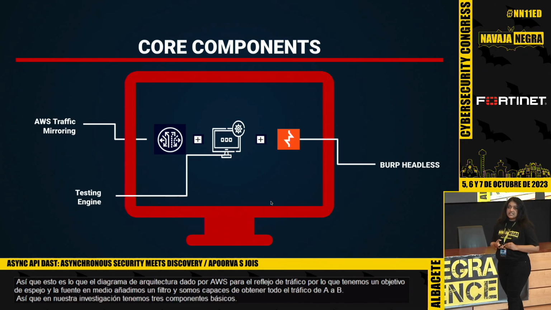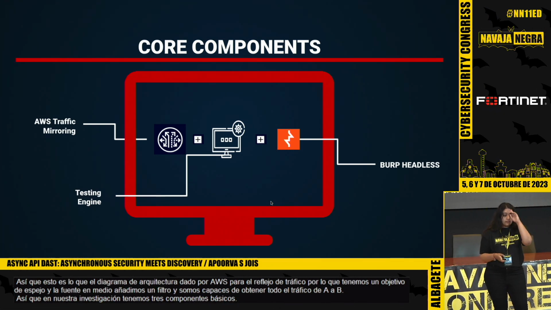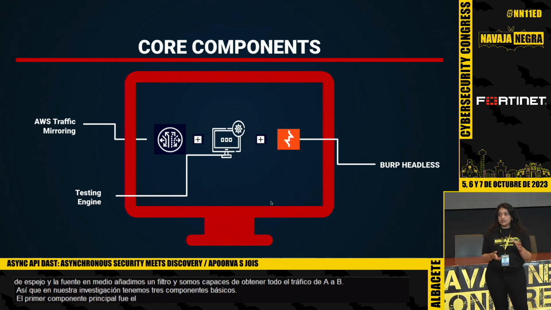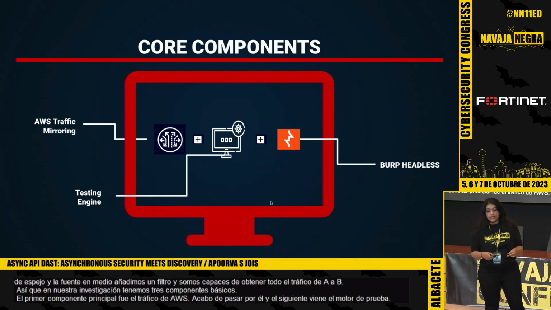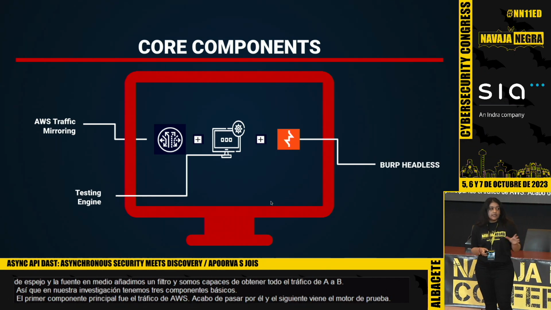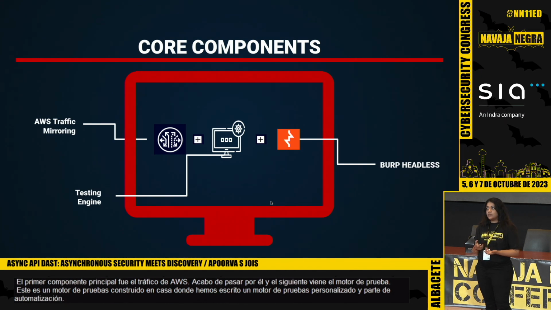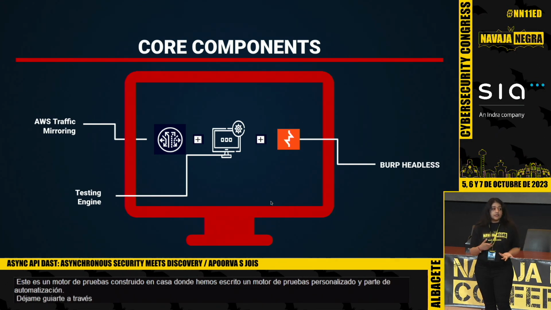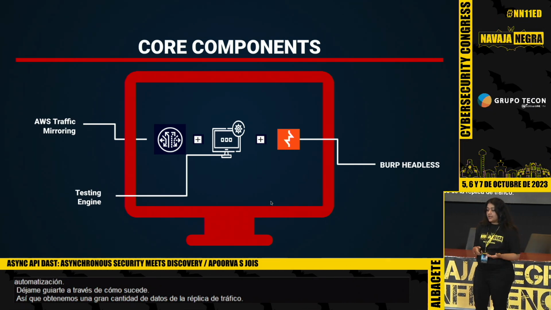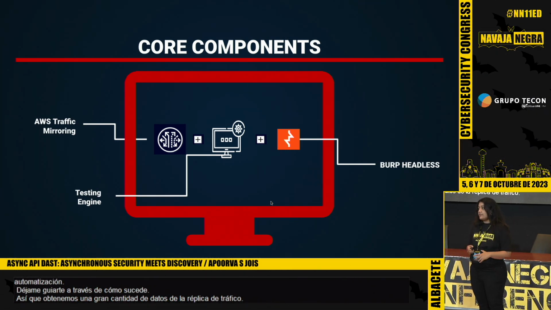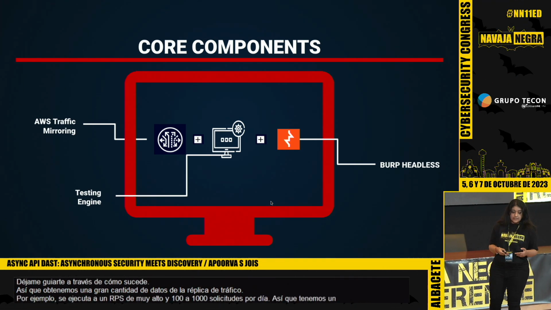And the next comes the testing engine. This is an in-house built testing engine, where we have written a custom testing engine and an automation part. Let me walk you through how it happens. We get a lot of data from the traffic mirroring. For example, it is running at a very high RPS, 100 to 1,000 requests per day. So we have a lot of junk data as well. And with these traffic mirroring paths, we get a lot of endpoints and traces as well.